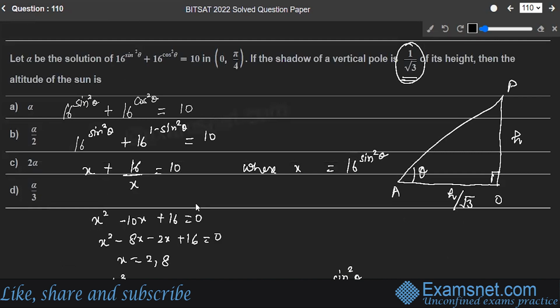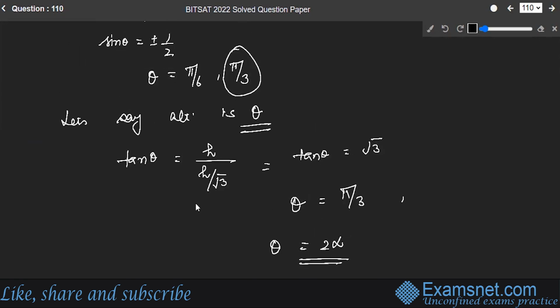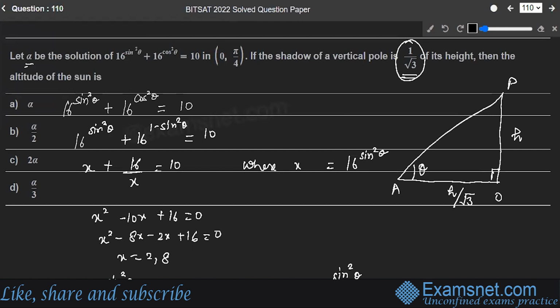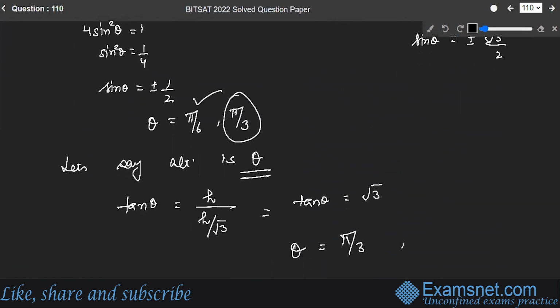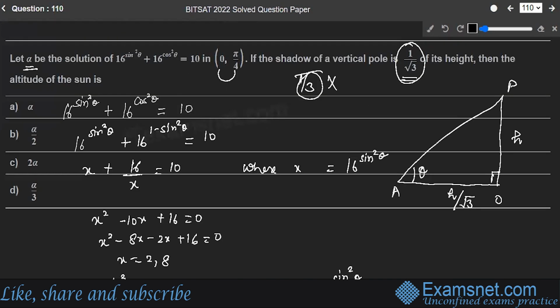And okay, we have the answer in terms of alpha. Let alpha be the solution of this. So that means theta is equal to 2 alpha. See, because in the question you are already told that alpha is lying between 0 to pi by 4, so I cannot take pi by 3 for the value of alpha. Only pi by 6 will be taken as the value of alpha. So that means theta is equal to 2 alpha. This is the answer to the question, and we have option C as the correct answer.